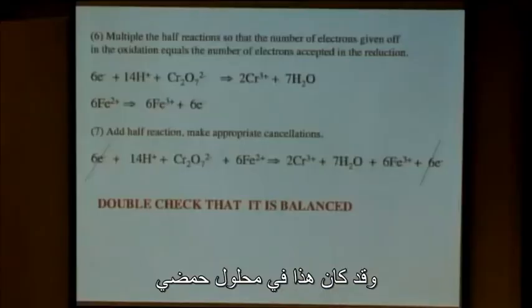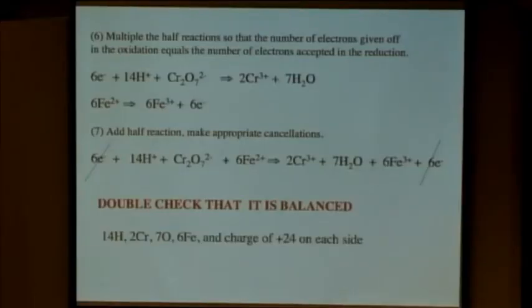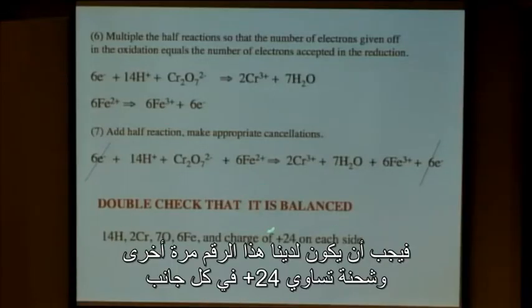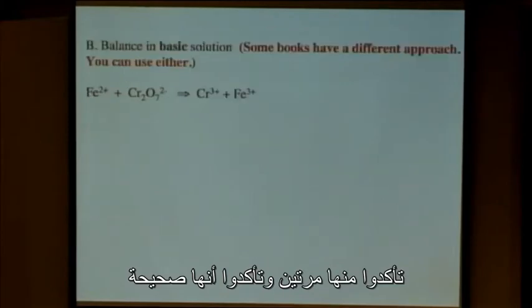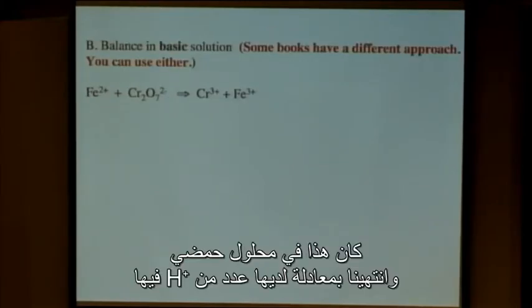And this was in acidic solution. So we should have, again, this number and a charge of plus 24 on each side. Double check, make sure it's correct. So that was acidic solution, and we ended up with an equation that had H pluses in it.